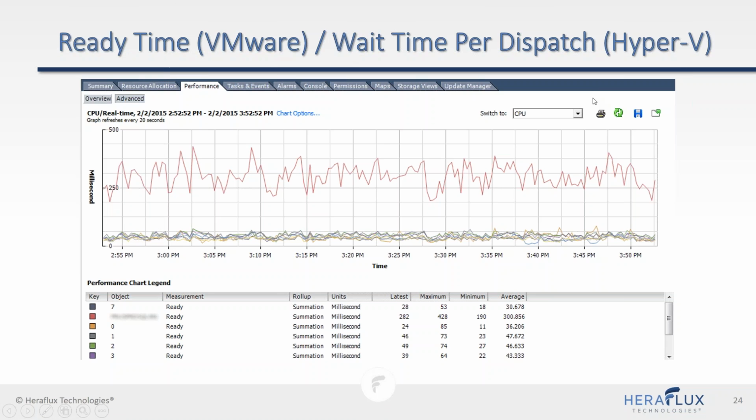So get access in your hypervisor because you need this kind of visibility. Easy to get to.